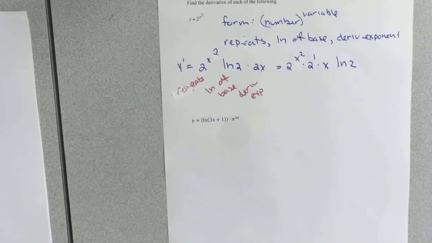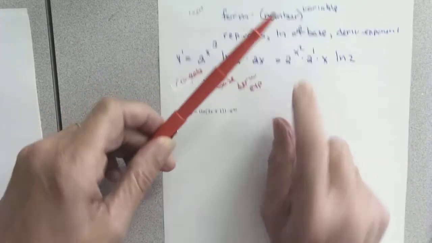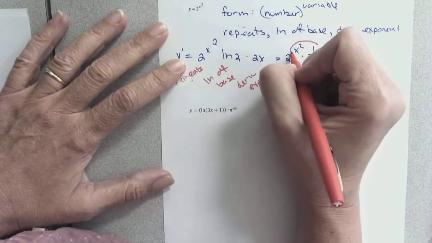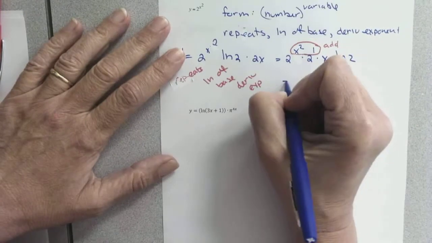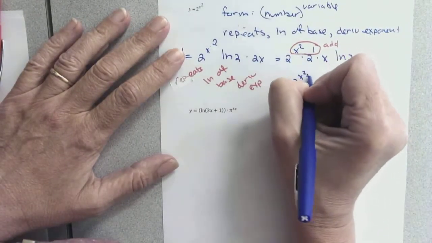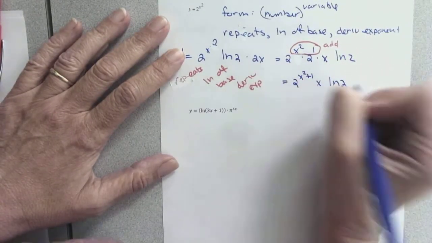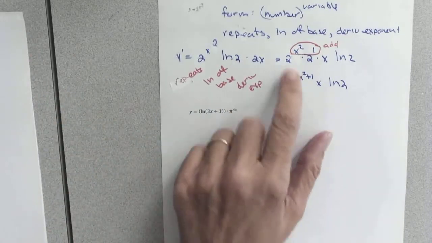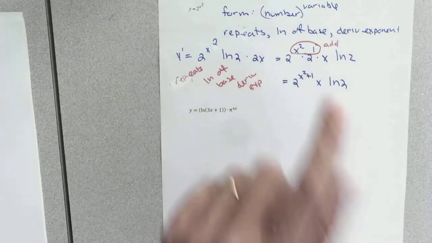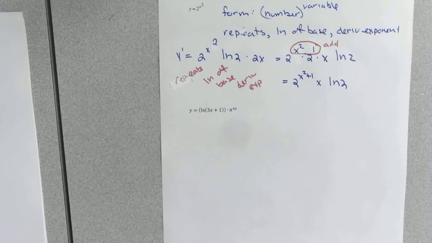And I don't care at all if you do this, but I see it in my math lab. So I just wanted to alert you that my math lab does this. Same base multiplying, I can add those exponents. And so this becomes 2 to the x squared plus 1 times x natural log of 2. Now I don't care at all if you do that, but I've seen it in the homework. But it's only possible because these had the same base, and thus I could add the exponents. And that's where we need to end this video.